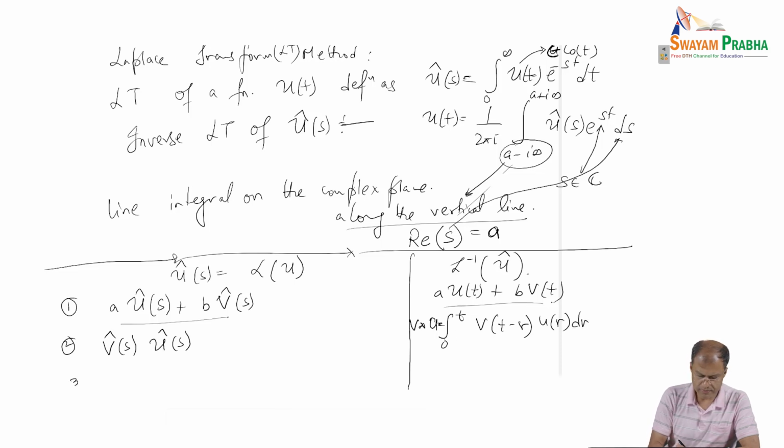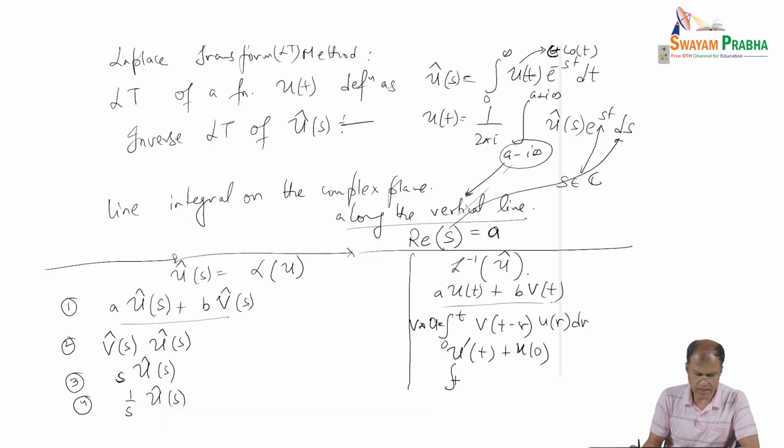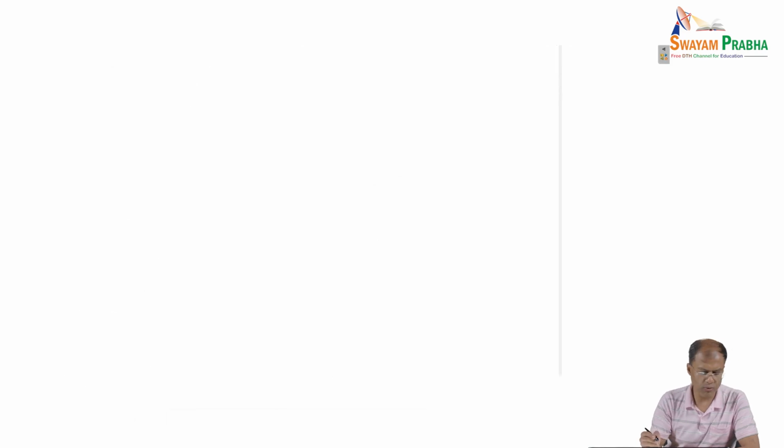Okay, and then s of u hat s is u prime. So s of u hat s, the inverse Laplace transform is u prime of t plus u at 0, and then the inverse transform of 1 over s u hat of s is the integral from 0 to t of u of r dr. Right? We can continue this tabular form.